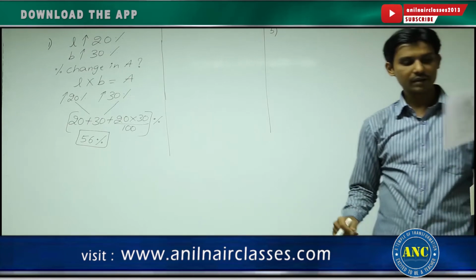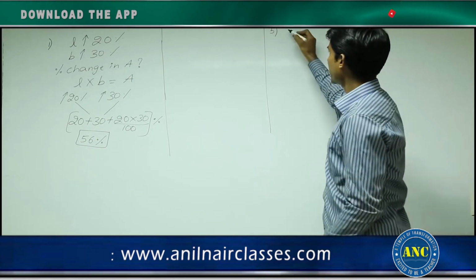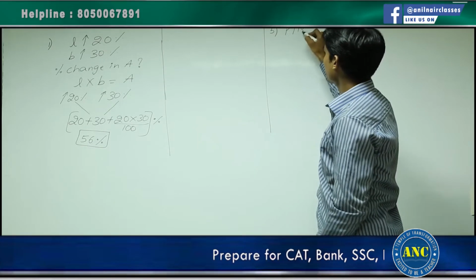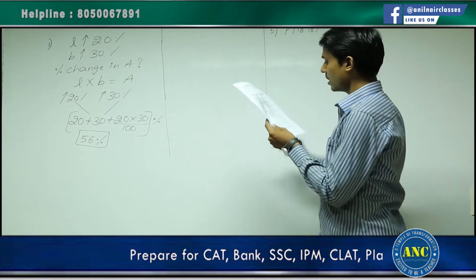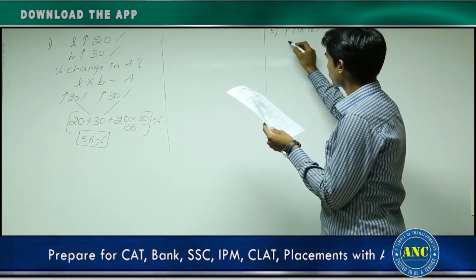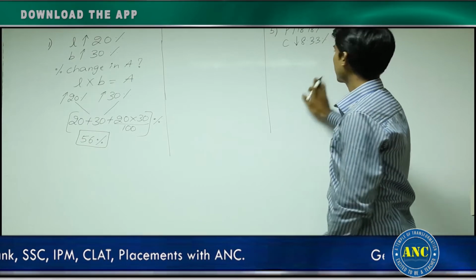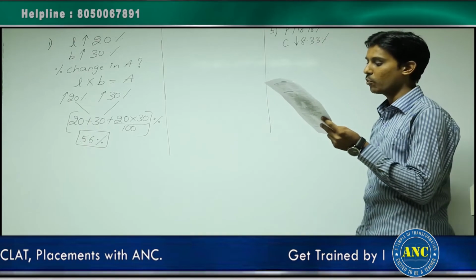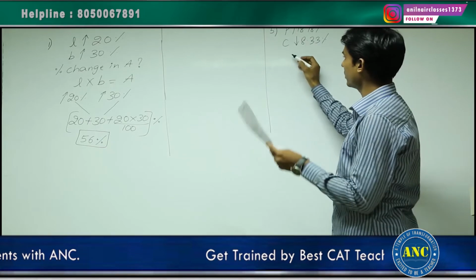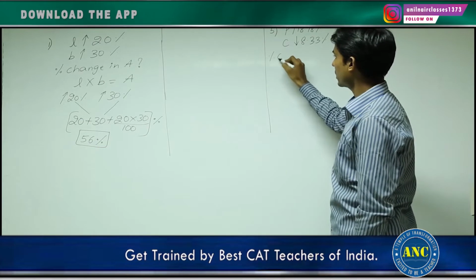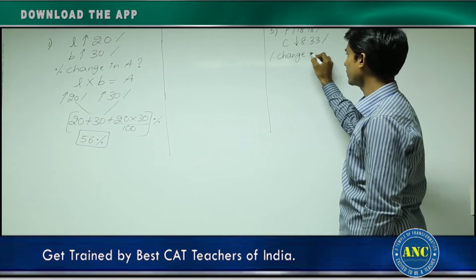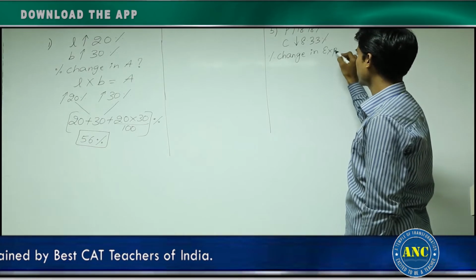When the price of milk goes up by 18.18%, a household decreases the consumption of milk by 8.33%. By what percent did the expenditure of the family change? Percentage change in the expenditure of the family, we need to find.